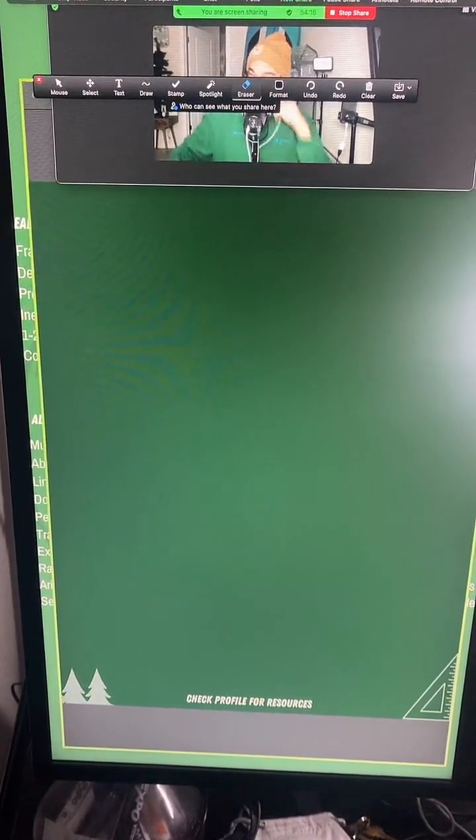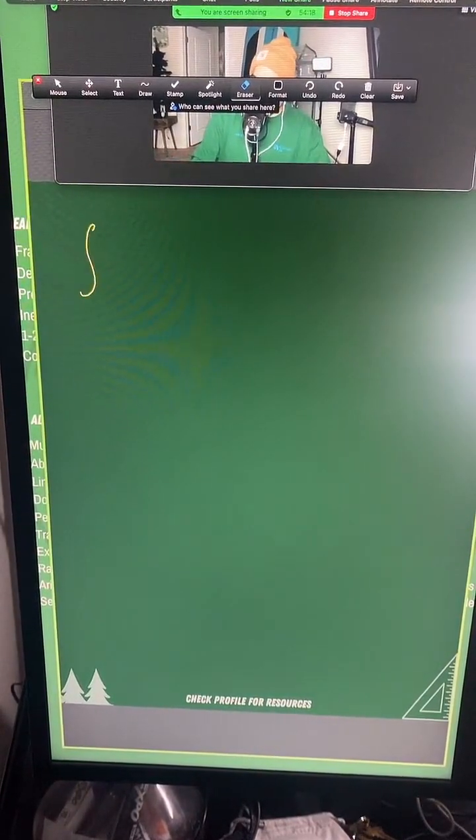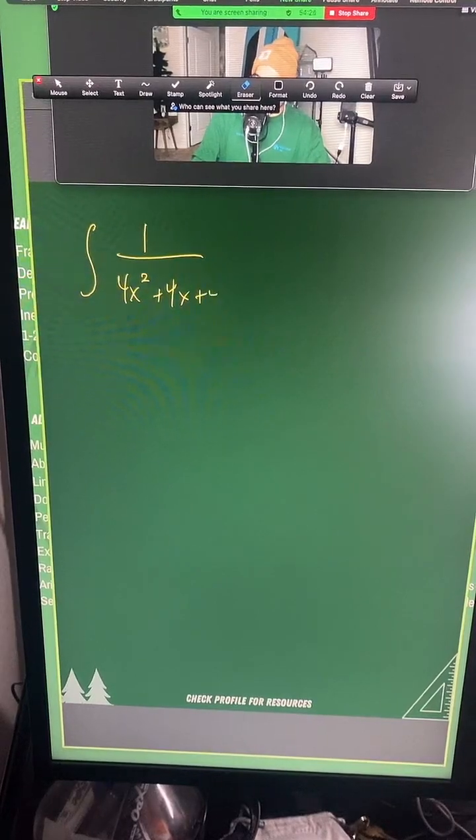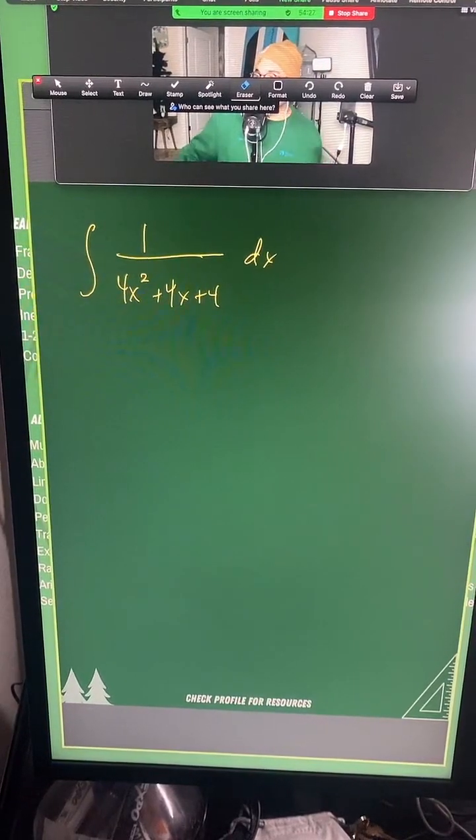Let's go ahead and do the integral of 1 over 4x squared plus 4x plus 4. Okay, no more secants right now.